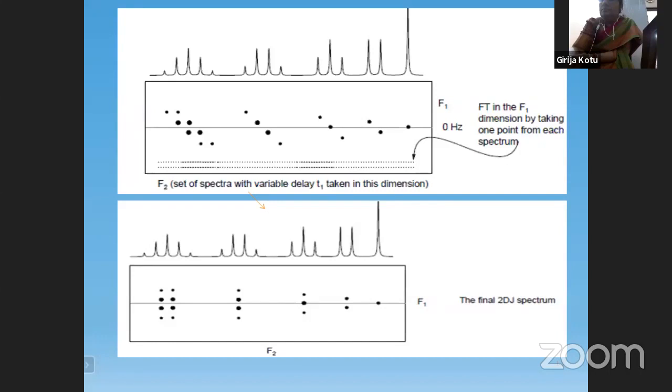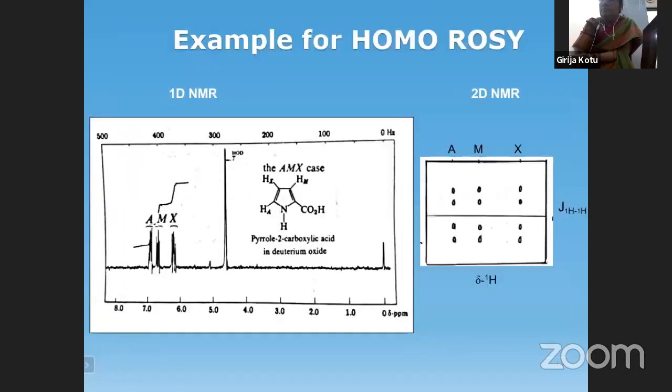So the two quartets, which were seen merged on the 1D NMR on the top, are now resolved. You're finding two quartets separately to the extreme left. The rest is simple, because even in 1D NMR there is no overlapping in that part. So this is a general example that I have taken.